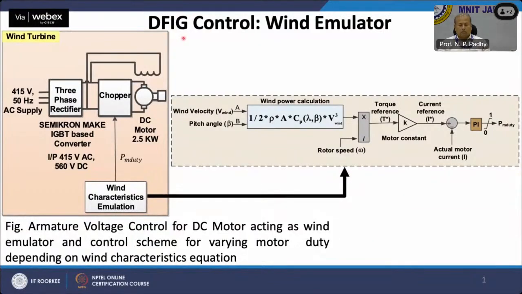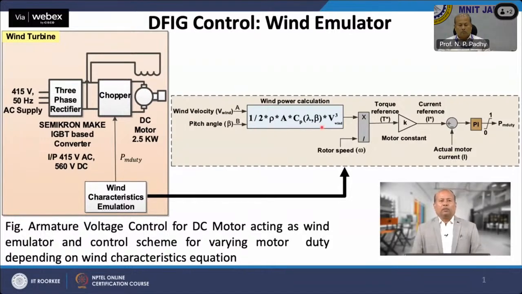Now, the DFIG control, so called wind emulator. It can be noticed that the wind power, which is half of rho A Cp V cube, in the control scheme is calculated by taking input wind velocity and pitch angle. Here the Cp is the power coefficient which is dependent on the pitch angle and tip speed ratio.